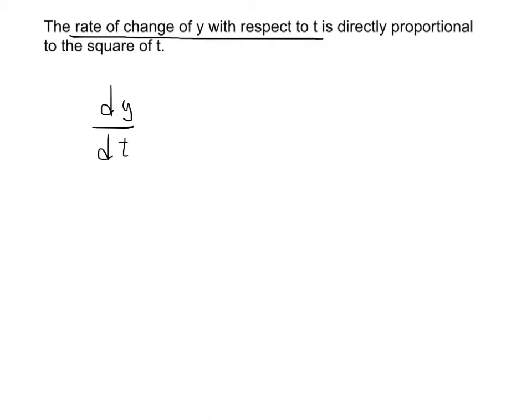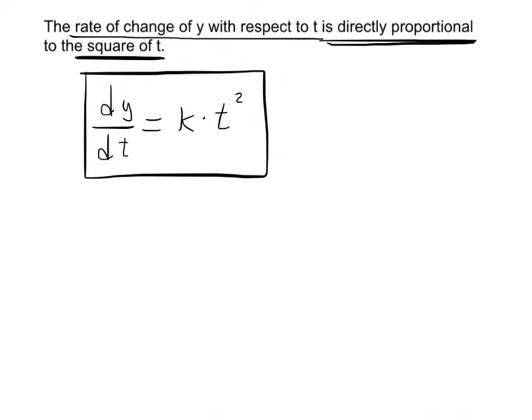The rate of change of y with respect to t. Then the next thing it says is directly proportional to, right? So what does that mean? It means that it's equal to k times, and what is it directly proportional to? It's directly proportional to the square of t, which means t squared. Congratulations, you've translated English into a differential equation.